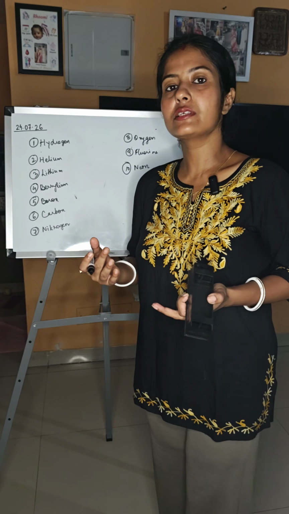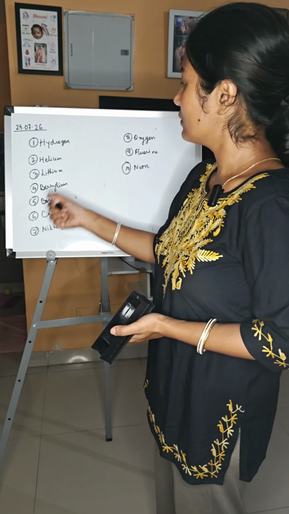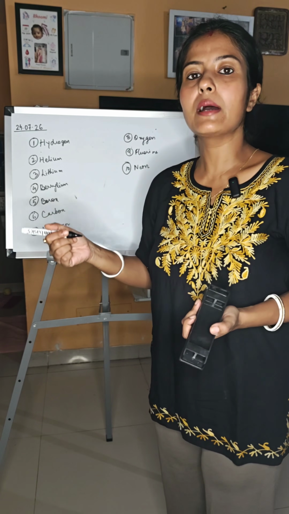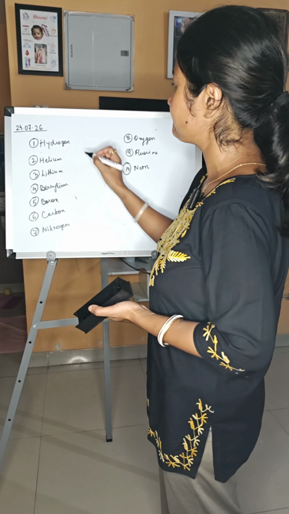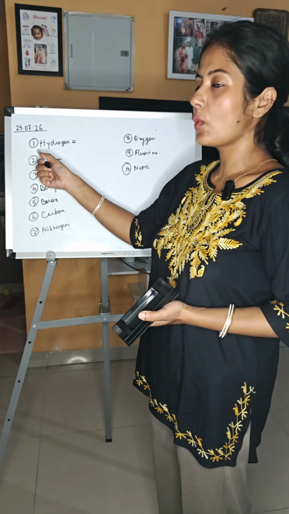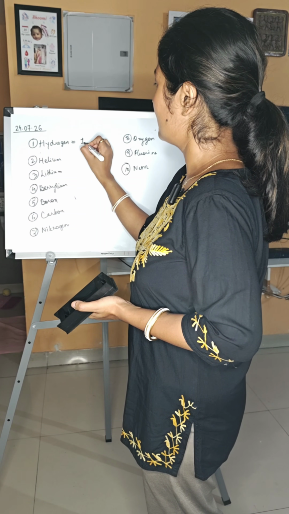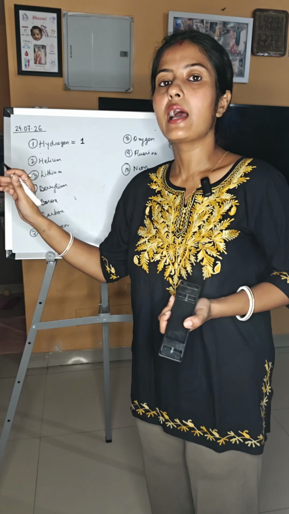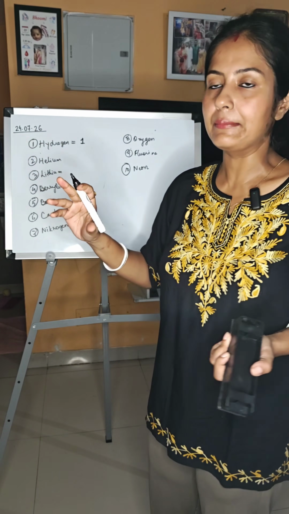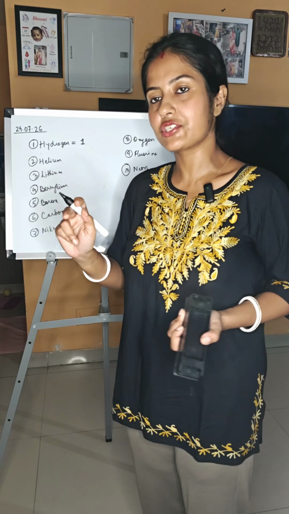So the number of protons is always equal to the number of electrons in an element. So atomic number is equal to the number of protons or the number of electrons in an element. If the number of electrons in hydrogen is 1, its electronic configuration will be 1. Electronic configuration denotes how the electrons will be arranged in the element. So this 1 electron will be arranged in the K shell, the first shell.